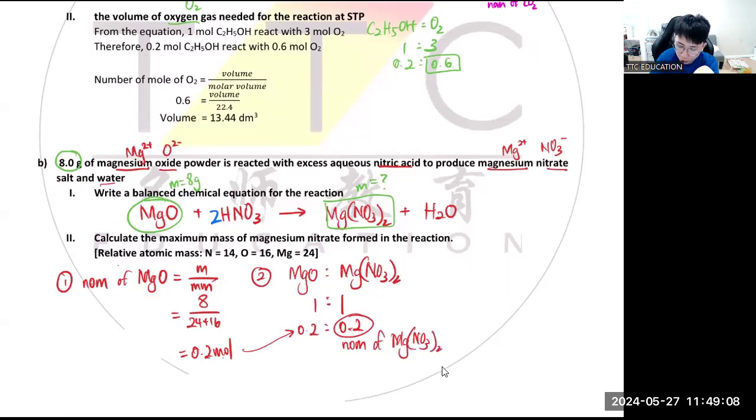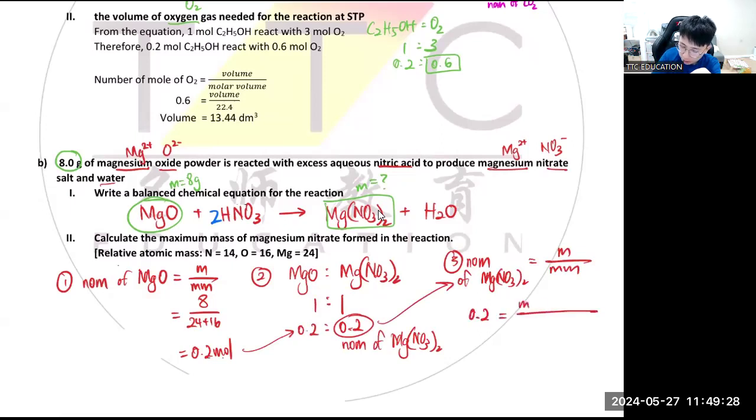And step 3, finally you're going to close up your calculation. You are looking for the mass of magnesium nitrate. So I'm going to use the same formula, but of course for a different number of moles. Number of moles of magnesium nitrate equals mass over molar mass. So it will be 0.2 equals mass of magnesium nitrate over molar mass. But what is the molar mass of magnesium nitrate? There's no final answer given to you for the molar mass of magnesium nitrate.